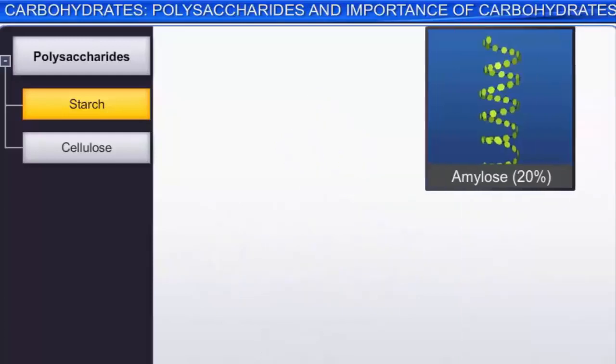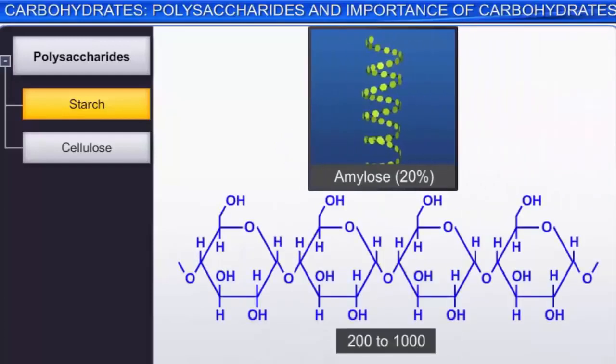Amylose is the water-soluble portion of starch. Amylose molecules contain 200 to 1000 alpha-D-plus glucose units, connected by C1, C4 glycosidic bonds, as shown in the illustration. The chains of amylose are long and unbranched.